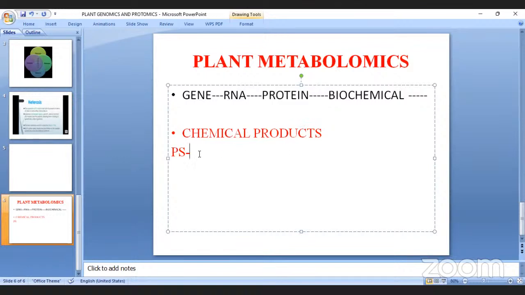Photosynthesis enzymes are involved in the preparation of food material, right? How are the photosynthesis enzymes formed? By transcription and translation, as a result of which proteins are formed.